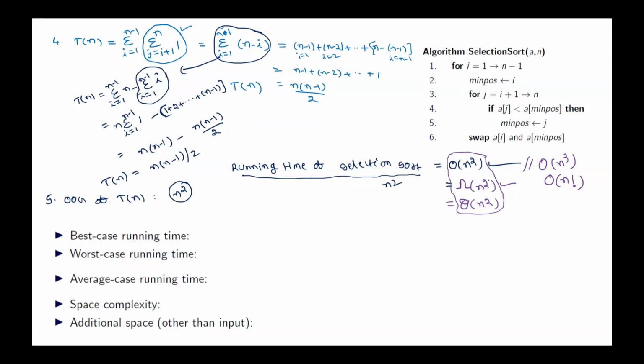Are you getting it? That is my intention. You should not remember. You should be able to understand and tell why they have written big omega this way, why they have written theta of n square. All are correct. Anything is okay. Even if they write it like this also, it is okay.